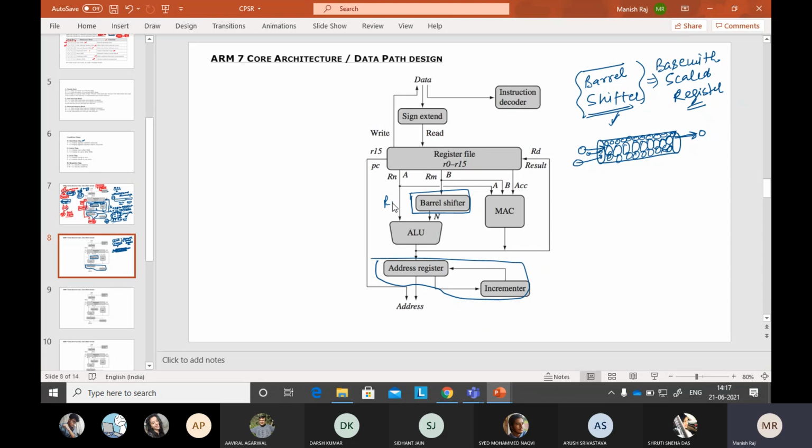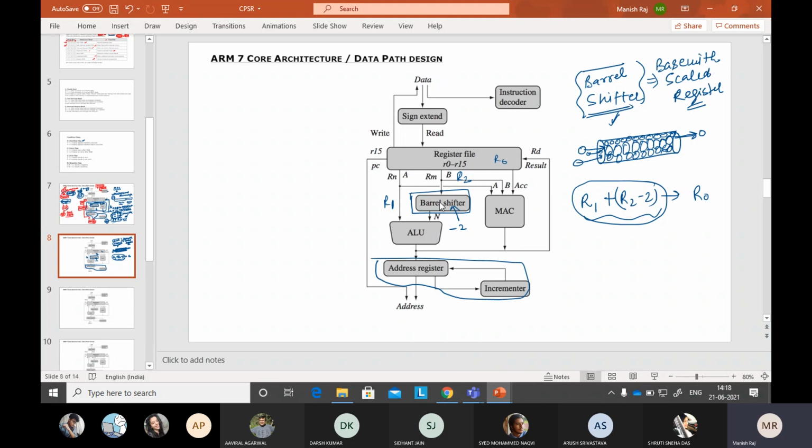Some value R1 is coming here and some R2 value is coming from here. Then the barrel shifter is used, it will get the value, you can say left shift 2. So you will get R1 plus R2 shifted by 2 here. After that it goes to the ALU, which will add these values and provide the result to R0. So you will get the value in R0 and store it in the R0 register. So if you are using this type of mode, base with scaled register, then you will use the barrel shifter.